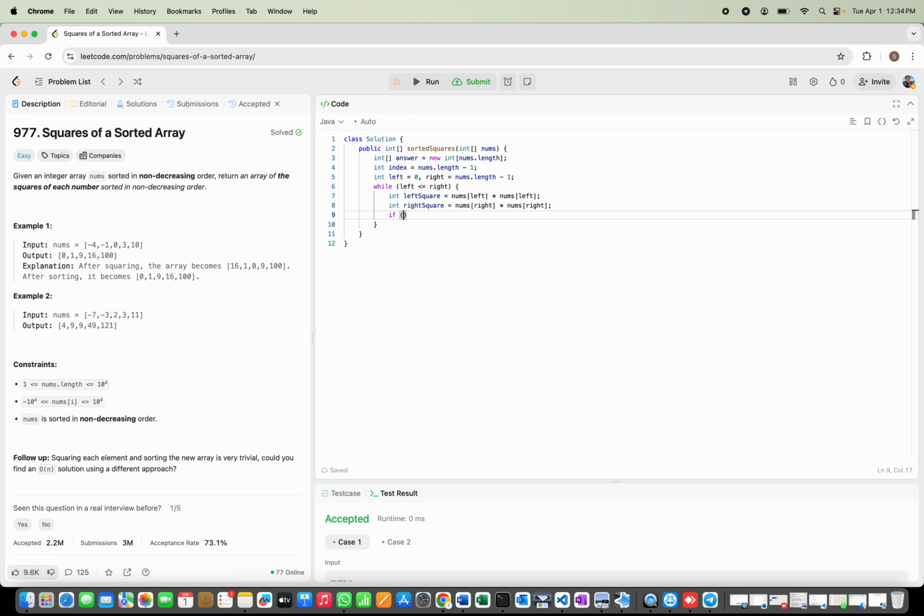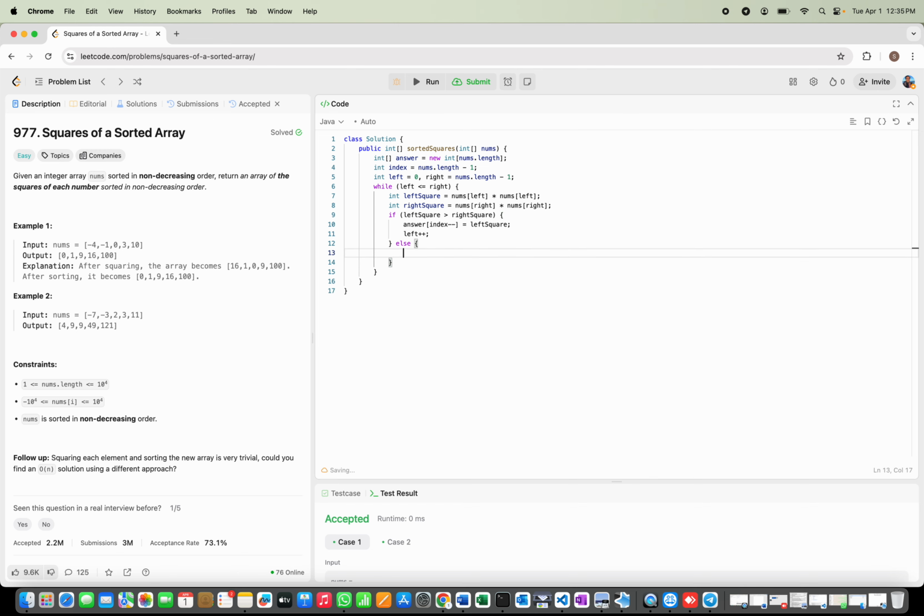So if left square is greater than right square, we're going to do answer index minus minus equals left square, before incrementing left, and then else.